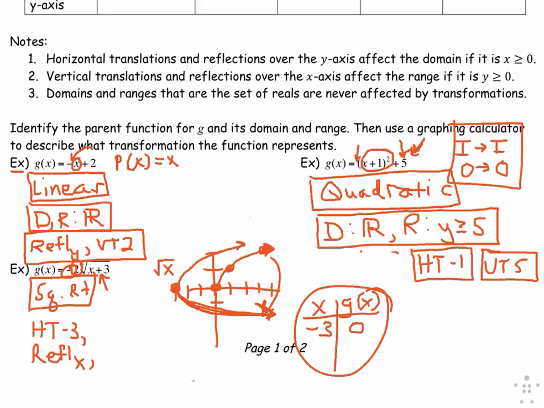And then multiplying outside by 2, that is a vertical stretch by 2, because it's going to double all the y-coordinates. So now the graph would look something like that. And again, explore all that on Desmos.